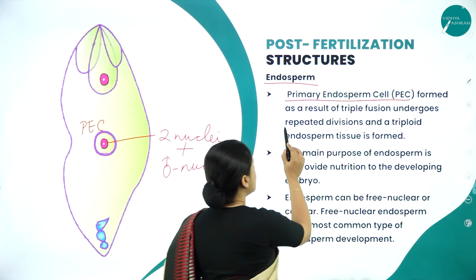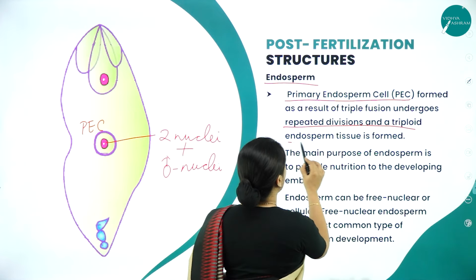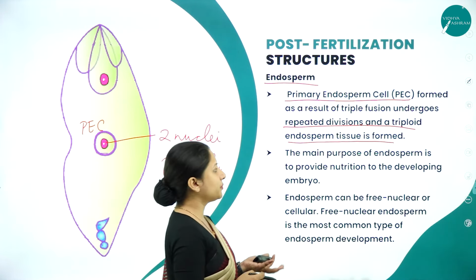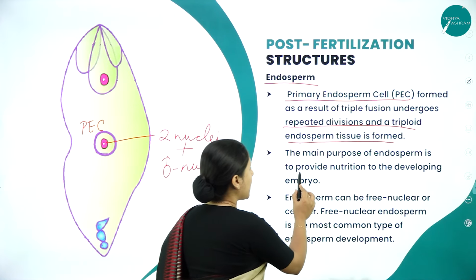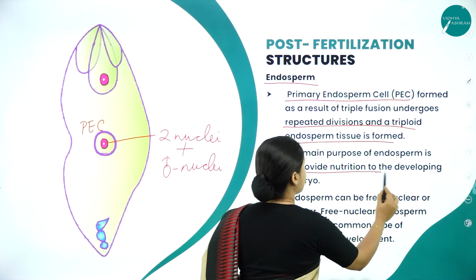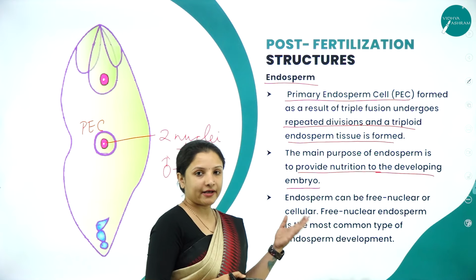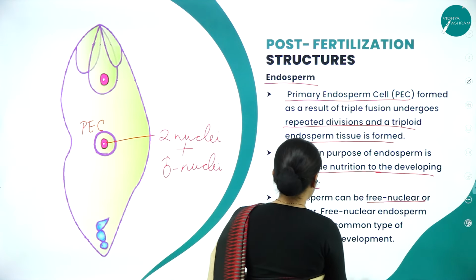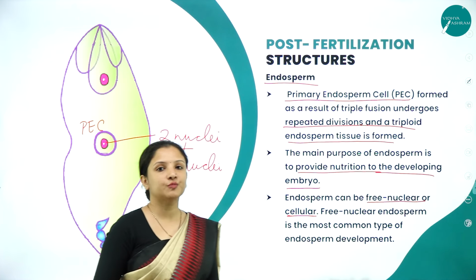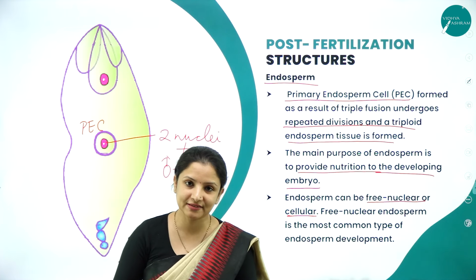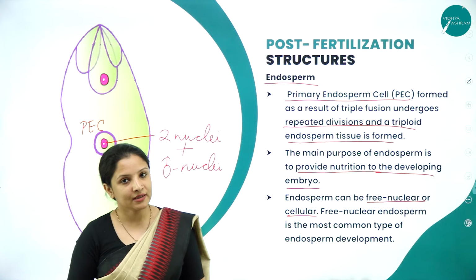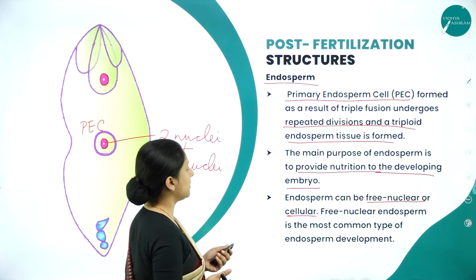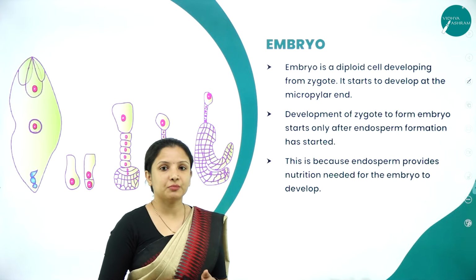That primary endosperm nucleus, after the fusion, will undergo repeated division and a triploid endosperm tissue will get formed. As I told you, the main purpose of the endosperm is to provide nutrition to the developing embryo. The endosperm can be of free nuclear or cellular type. Free nuclear endosperm is the one most commonly seen in almost all seeds during the post-fertilization event.